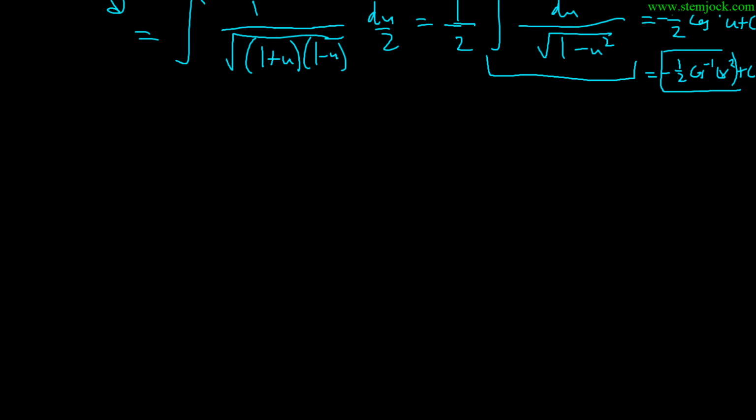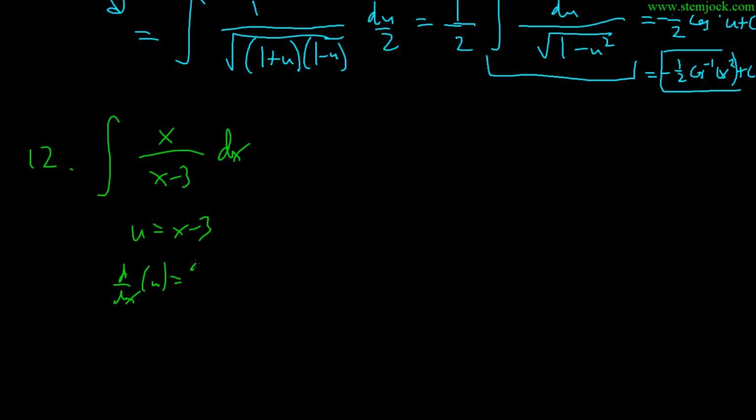Okay, number 12. We have here the integral of x over x minus 3 dx. So this function can't be integrated as it is. So again, I'm going to set u equal to what's in the denominator here. So this is u equals x minus 3. So take the derivative of both sides. d dx of u equals d dx of x minus 3. Left is du dx. The right side is 1.